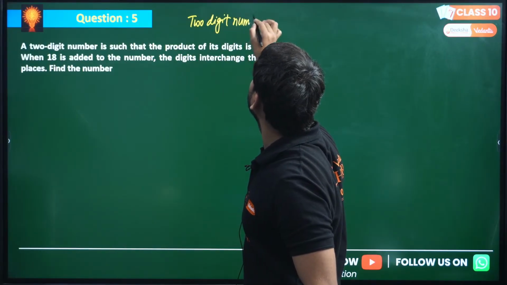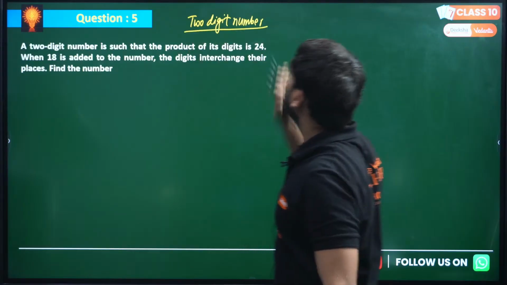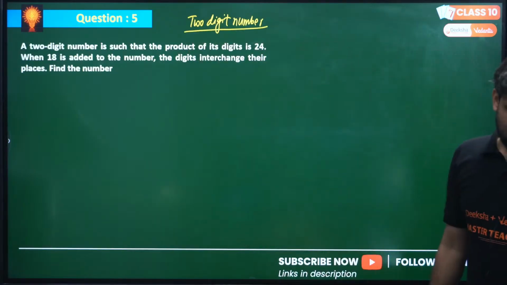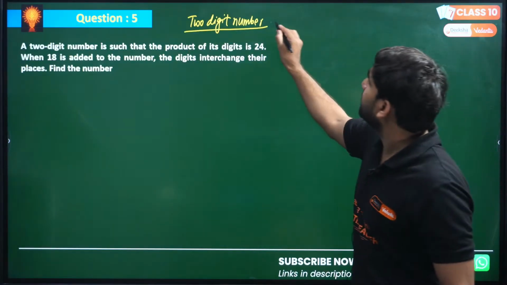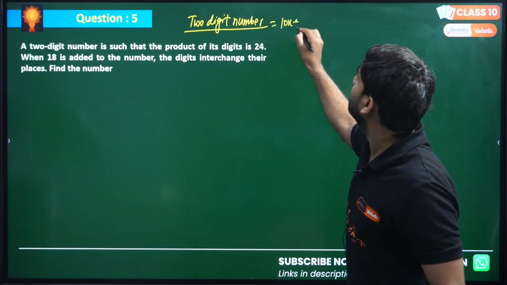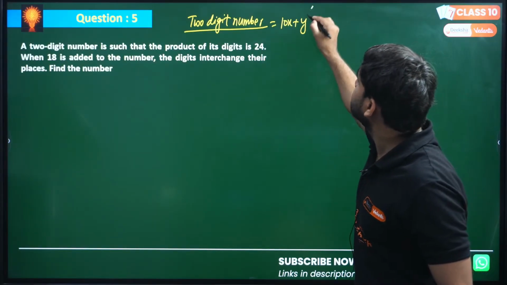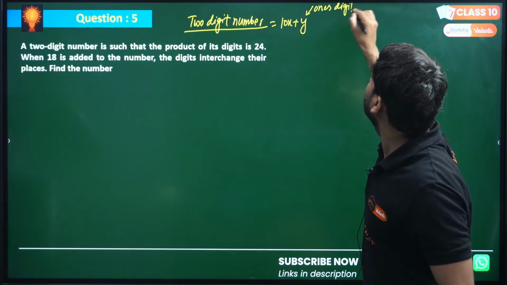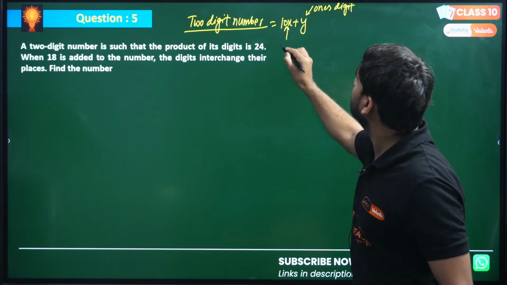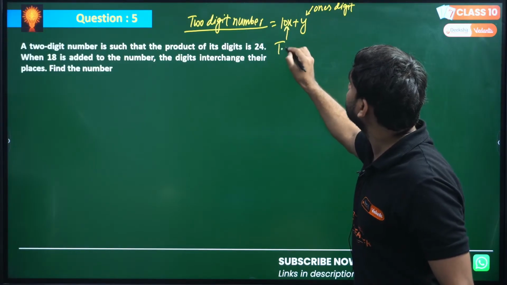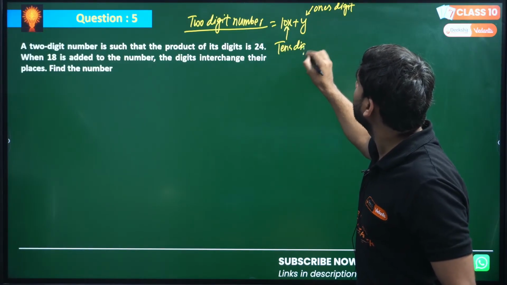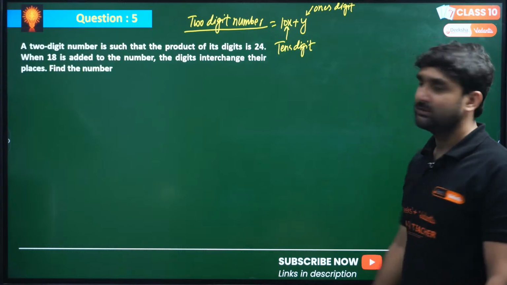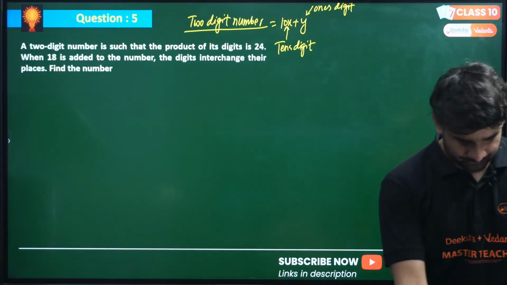2-digit number. I hope you all know 2-digit number. The general form of a 2-digit number is 10x plus y, where y is the ones digit, and x is called the tens digit. Is it clear? So I have given you the hint. Now you can tackle this question, I think.